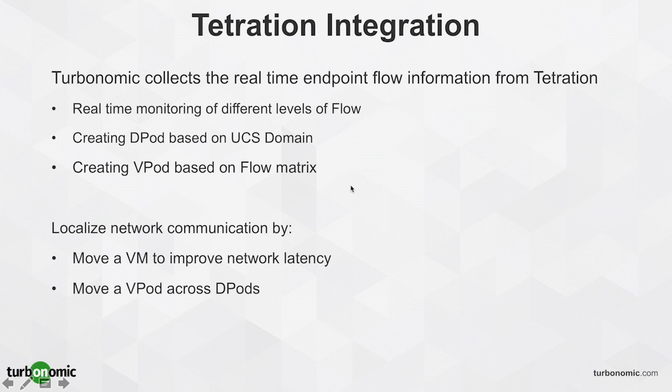To summarize, Turbonomic collects the real-time endpoint flow information from Tetration to provide real-time monitoring of flows at different levels based on the VM's location, to create dpod based on the UCS domain, and to create vpod based on the flow matrix to help users understand which endpoints are communicating with each other. Based on this information, Turbonomic is able to localize the network communication by moving a VM across hosts to improve the network latency, or by moving an entire vpod across dpods to prevent the dpod congestion.